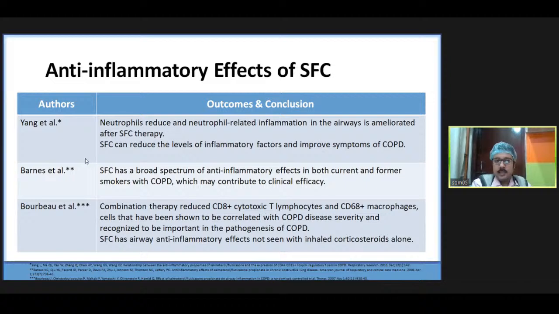So these are the studies, and we can see here that neutrophils were reduced and neutrophil-related inflammation in the airways has been reduced with fluticasone treatment. Now it has broad spectrum anti-inflammatory effects in both smokers and non-smokers and COPD patients. And this combination therapy also reduced CD8 plus cytotoxic T-cell lymphocytes and CD68 macrophages. So basically, this salmeterol fluticasone combination has an anti-inflammatory effect. So two important factors: it has anti-inflammatory effects, and it's also safe, as has been proved in various studies.